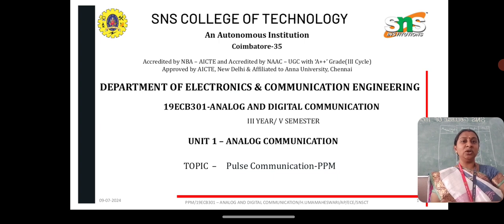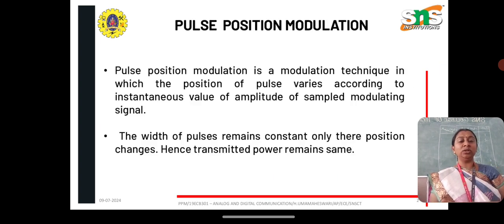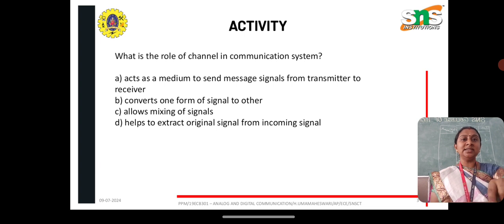In this particular video lecture series, I'm going to explain about pulse position modulation. Pulse position modulation is a modulation technique in which the position of the pulse varies according to the instantaneous value of the amplitude of the sampled modulating signal. The width of the pulse remains constant, only their position changes. Hence, the power of the transmission remains the same.